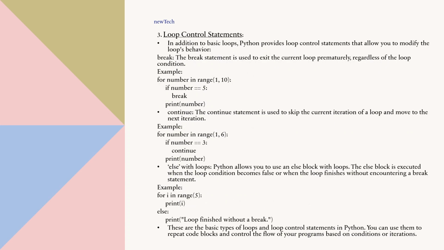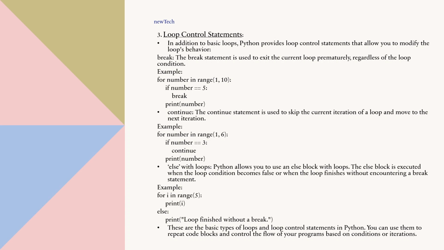In addition to basic loops, Python provides loop control statements that allow you to modify the loop's behavior. Break: the break statement is used to exit the current loop prematurely, regardless of the loop condition. Example: for number in range(1, 10): if number == 5: break; print(number); then print("Over").